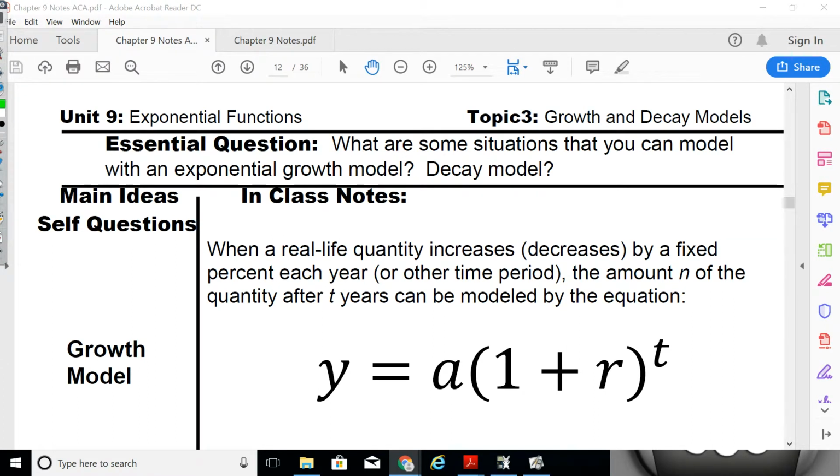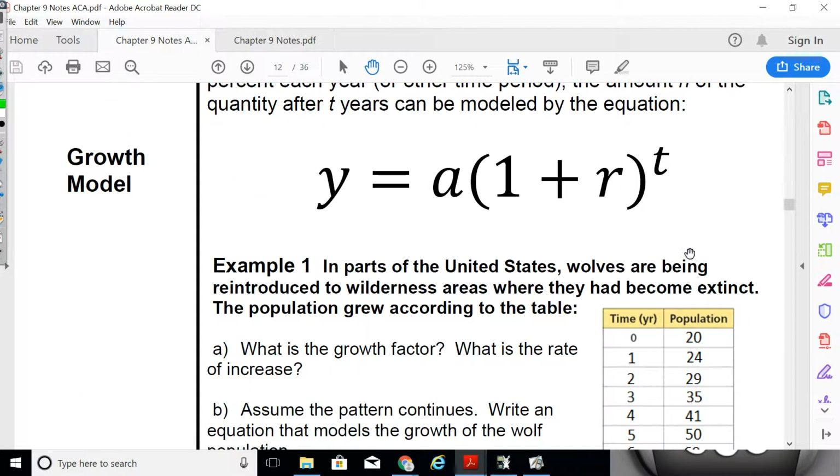Great. Today we'll begin topic 3 of exponential functions, modeling growth and decay. So what are some situations that can model exponential growth? Today is growth, and decay will be tomorrow. All right, so here is our growth model.